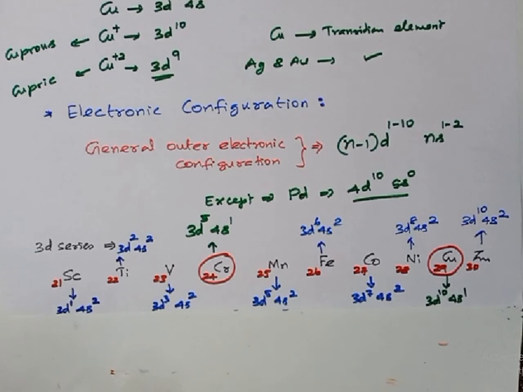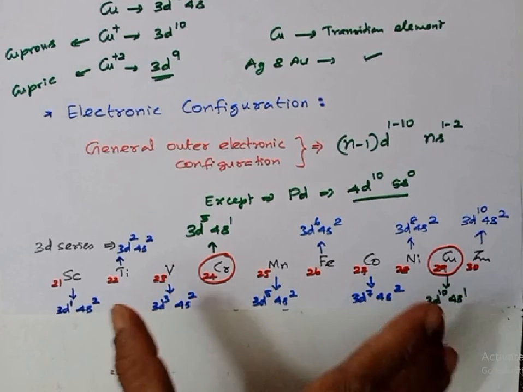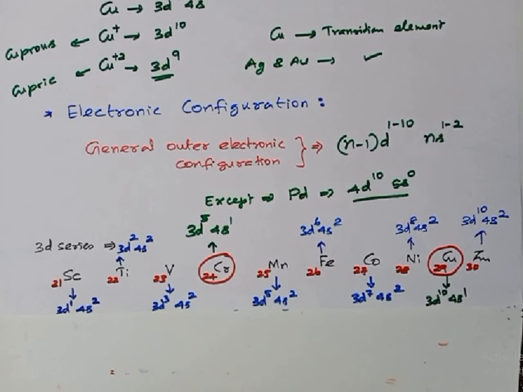I am not going to discuss 4d and 5d here. Yes, similar exceptions are there in 4d and 5d also. For your level, at least remember the 3d series. Okay, this is very important. Is this clear, students? Any doubt? No doubt, sir. Yeah, good.